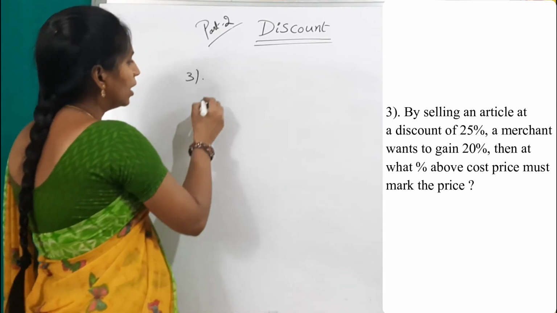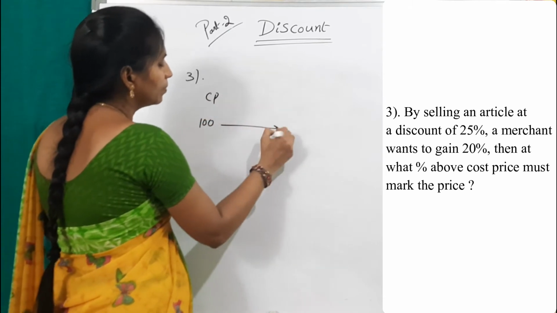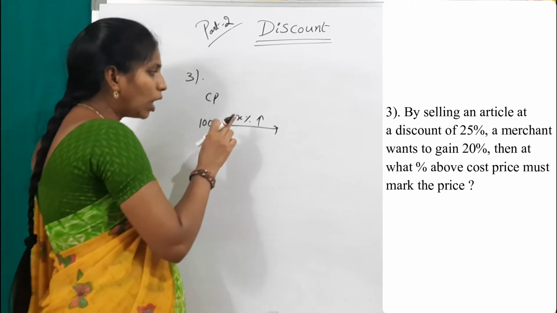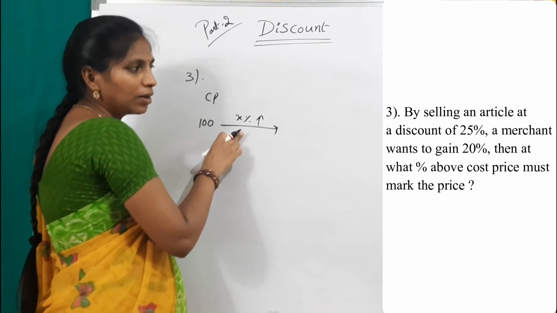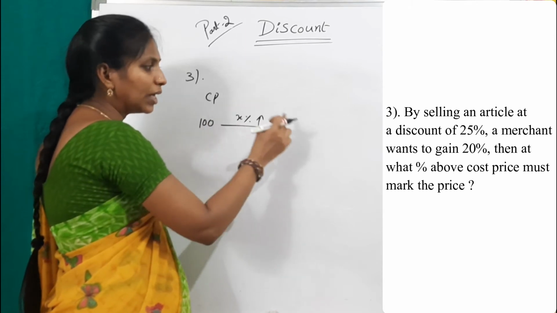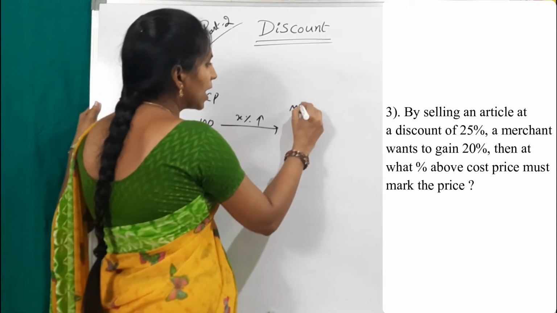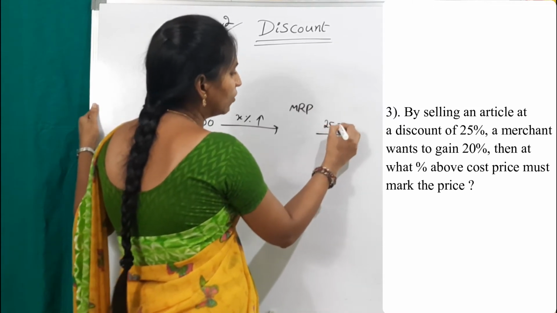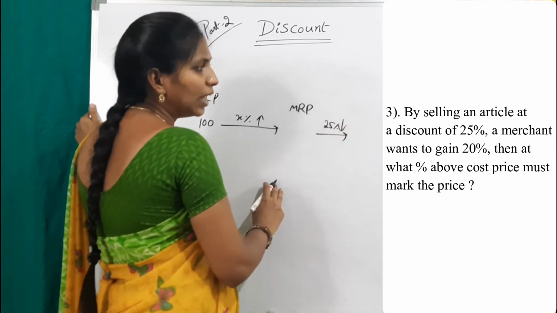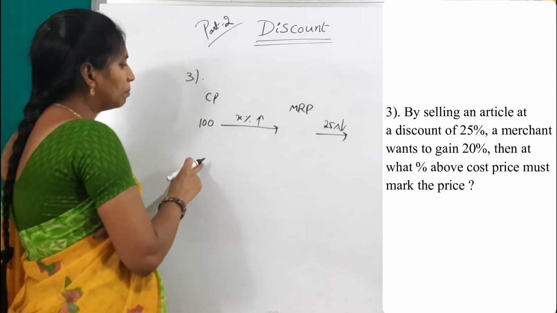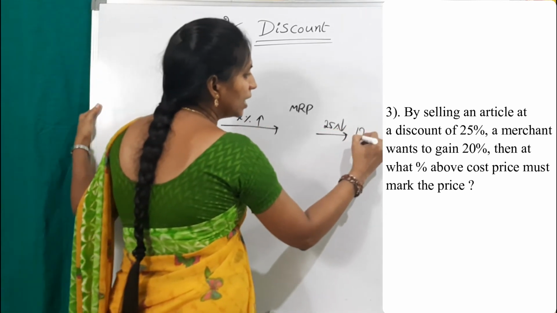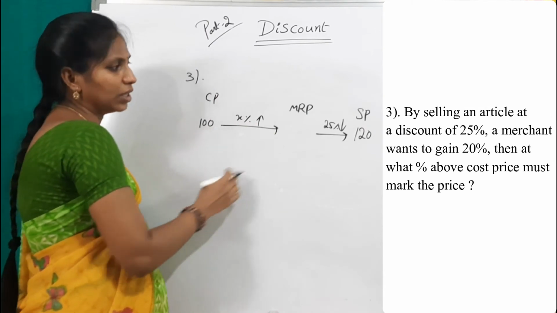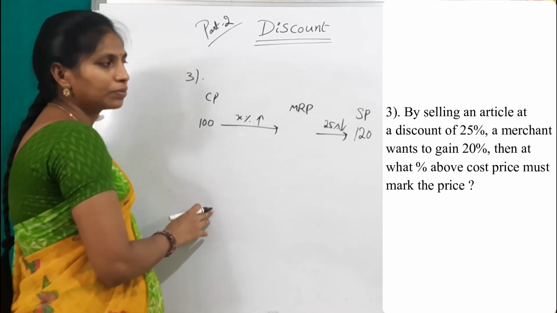See third question. Suppose CP is equal to 100. Then here find out the percentage of increment. At what percentage above the cost price to get MRP? That is the question. Here this is the MRP value. And what is the discount given here? Discount is 25%. And finally he gains 20%. 20 percentage means 120 is the selling price, CP plus gain means profit. 120. This is the given information.